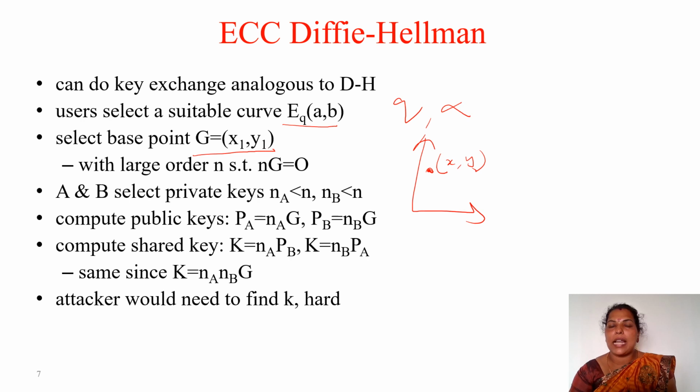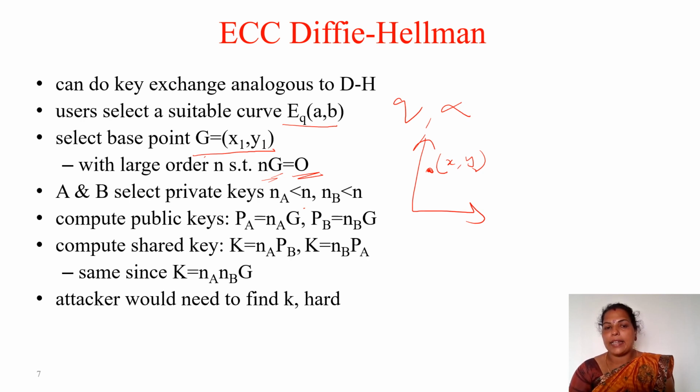Likewise, they have to select a point also, and that point must be of large order n, such that nG equal to O. What is O? It is the zero point. And A and B select private keys nA less than n and nB less than n. Then they are computing the public keys, that is PA equal to nA into G. What is G? Here we are having a point G, (x1, y1), and PB equal to nB into G.